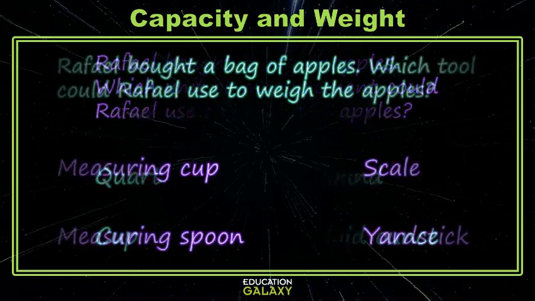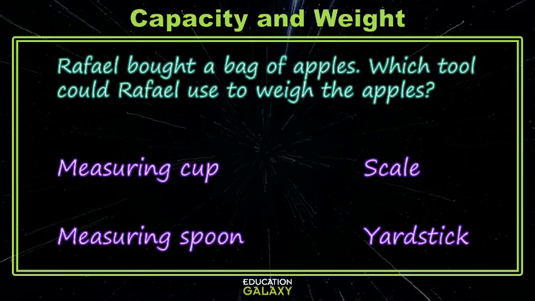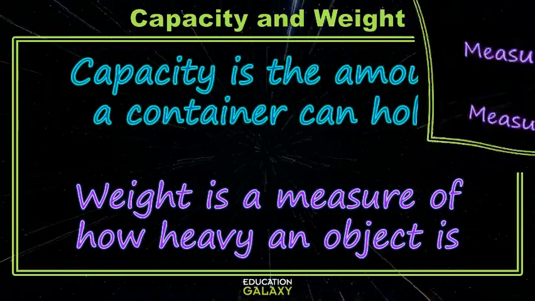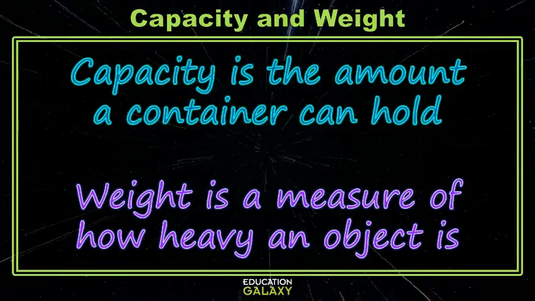And what type of tool should he use? Well, of these choices, the scale is the only one that does weight. So in summary, capacity is the amount a container can hold, while weight is a measure of how heavy an object is.